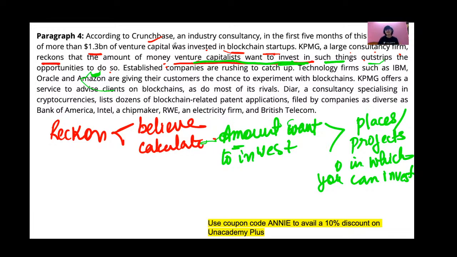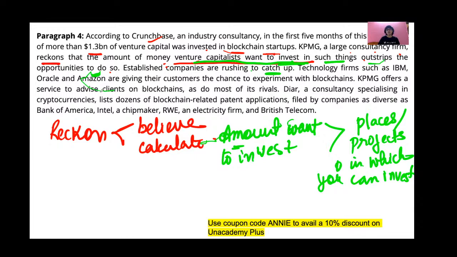Okay, established companies are rushing to catch up. So the companies that are already established are rushing to catch up. To catch up means to invest in these opportunities. Technology firms such as IBM, Oracle, and Amazon are giving their customers the chance to experiment with blockchain. So these companies are asking their customers that you can experiment with blockchains. Probably you can pay using cryptocurrencies.